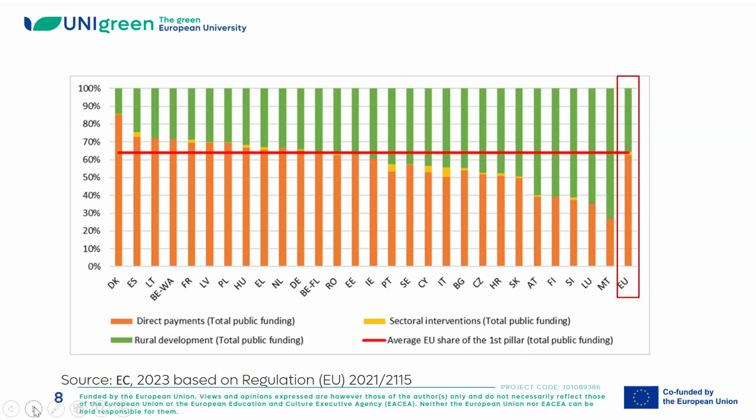Looking at the relative distribution of the CAP funding, we could see that the share of direct payments in total public expenditure is above 70% in Denmark, Spain, Latvia, and Belgium-Wallonia, while less than 40% in Austria, Finland, Slovenia, Luxembourg, and Malta. In comparison, the European Union average is 64%. These differences are the result of the initial allocation of budget, but also member states' options in terms of transfers between direct payments and rural development intervention, and co-financing.